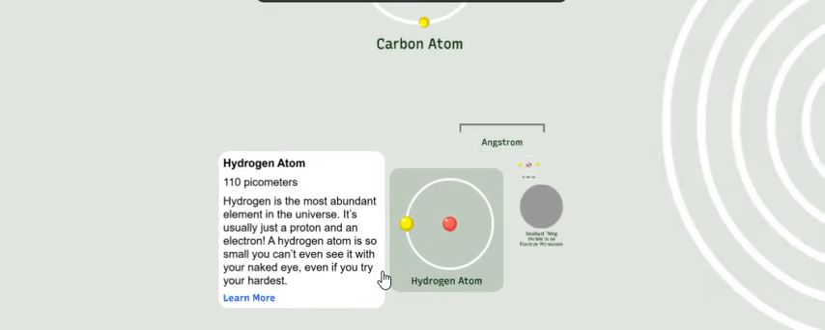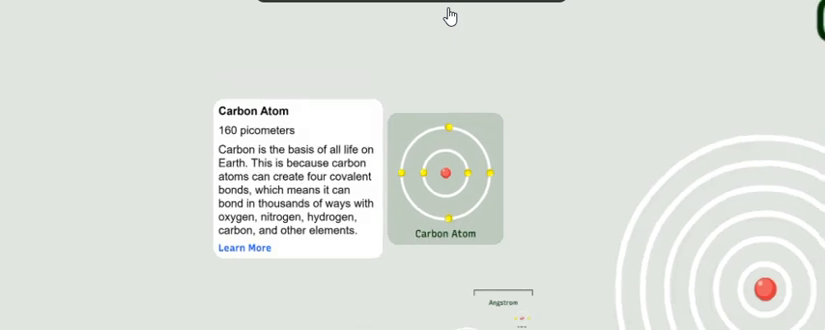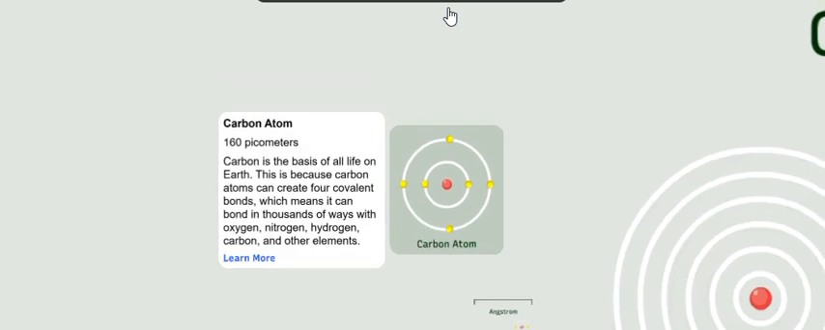Hydrogen atom, 110 picometers. Hydrogen is the most abundant element in the universe. It's usually just a proton and an electron. Hydrogen atom is so small that you can't even see it with your naked eye, even if you try your hardest.